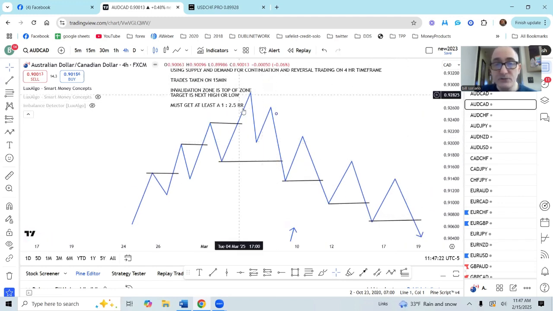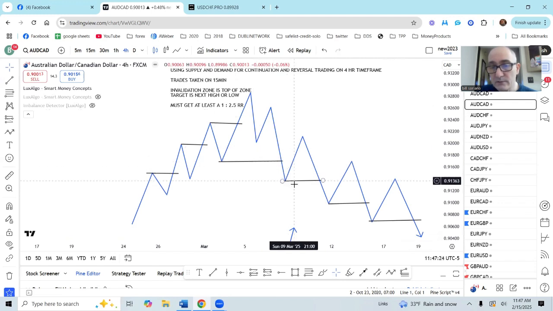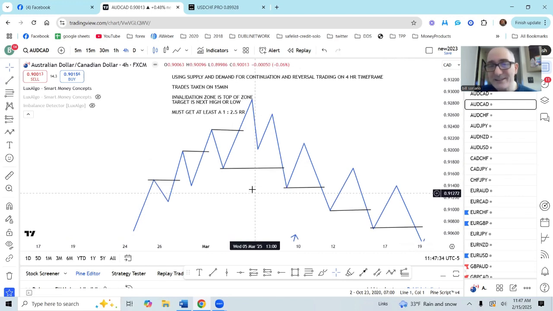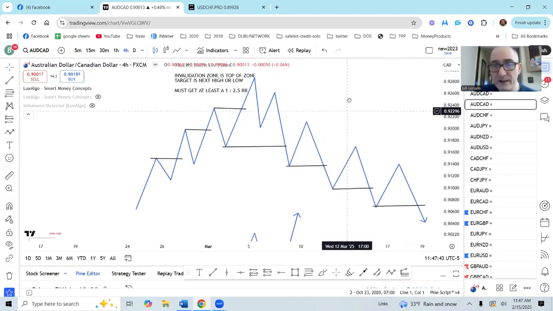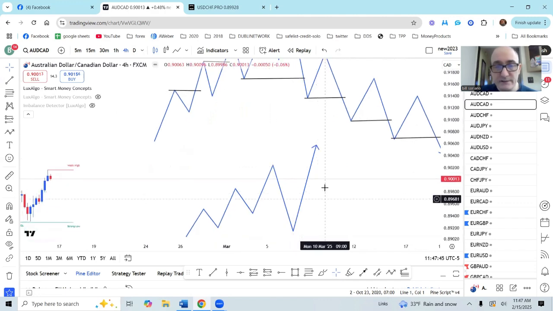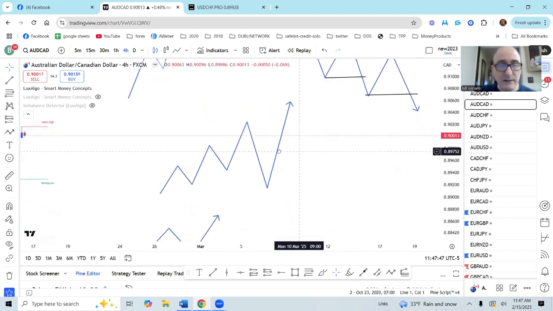Now, there may be some situations here where you get the change of character, and we could identify a supply zone up here that we could take a sell order from. Okay, just know that there is a chance that this was just a fake out, and instead of now going to the bearish side, price may continue moving upward. Okay, and I show you that here in this example right here, right?